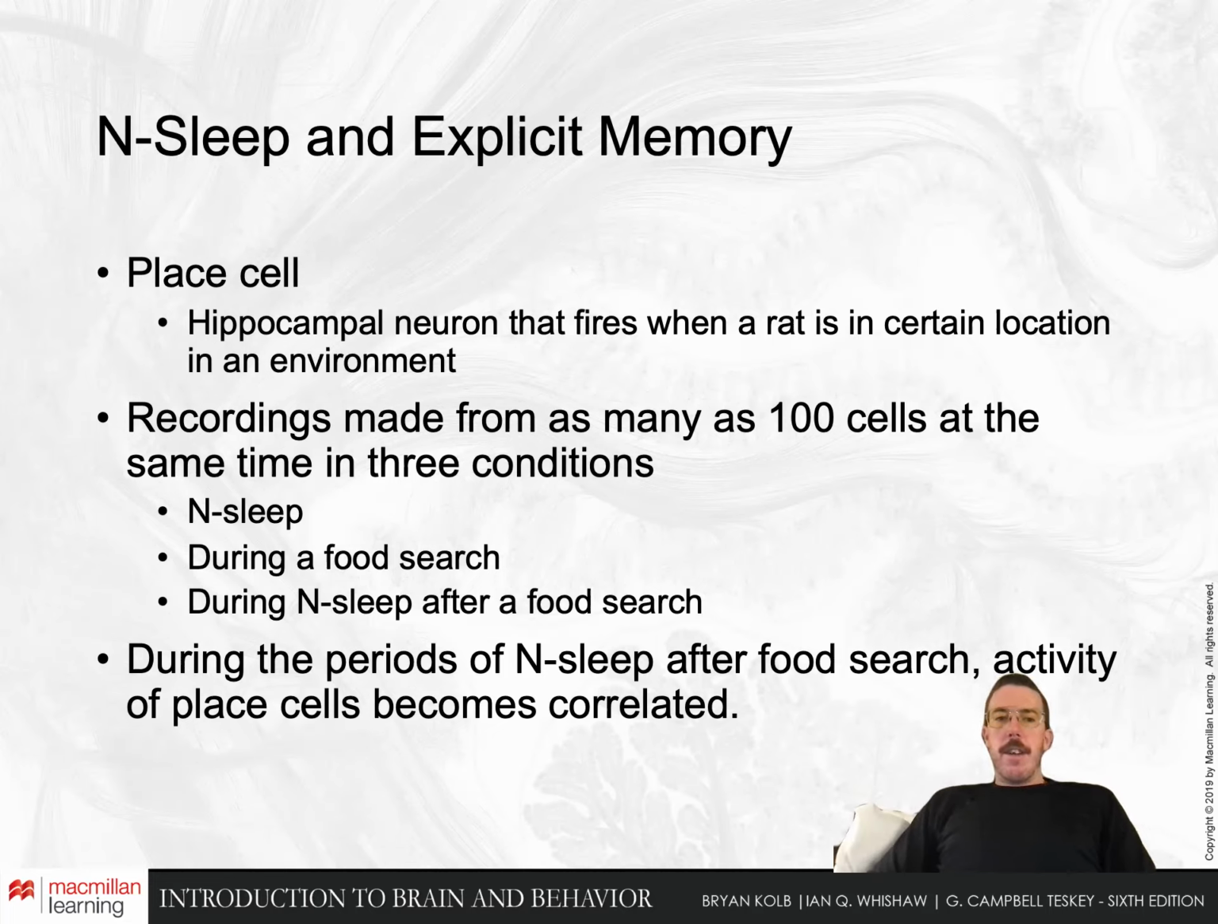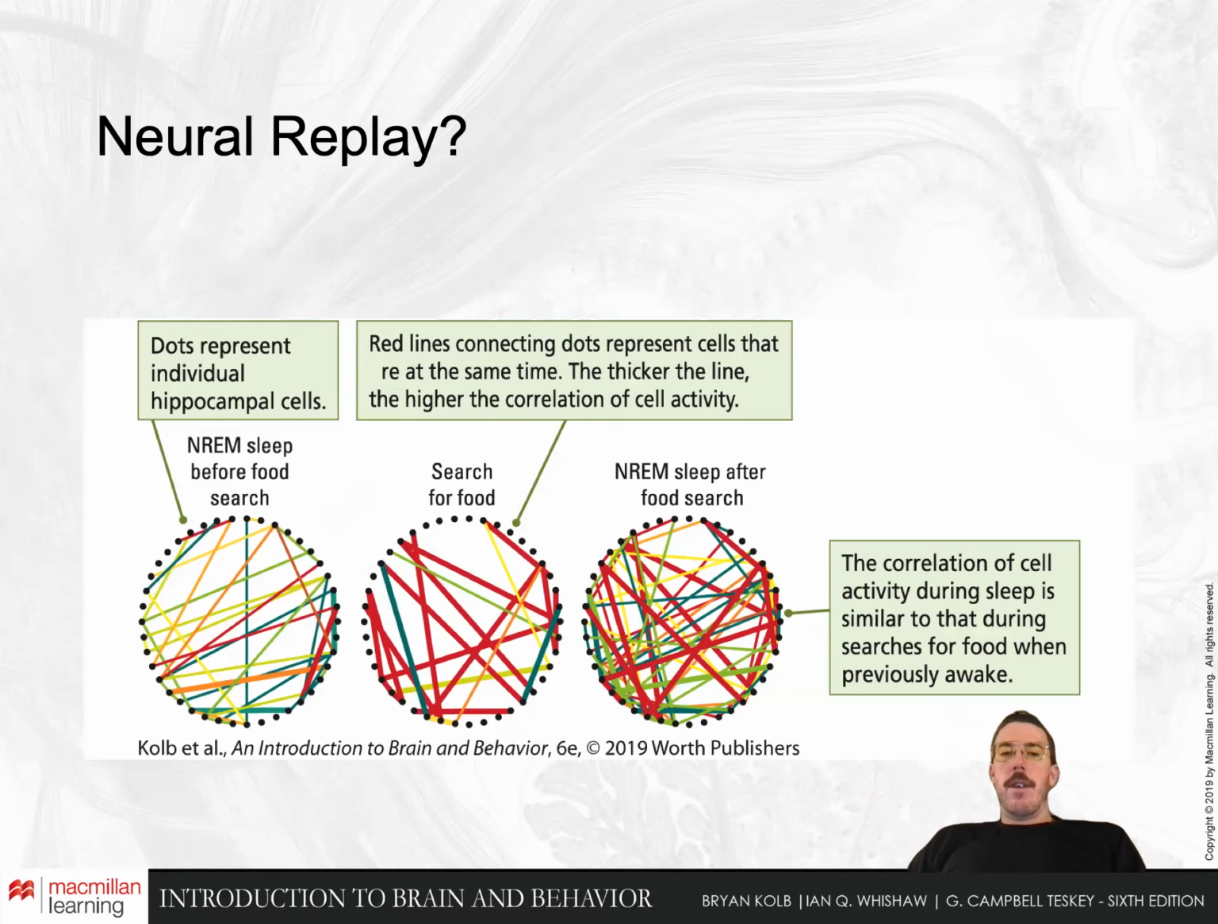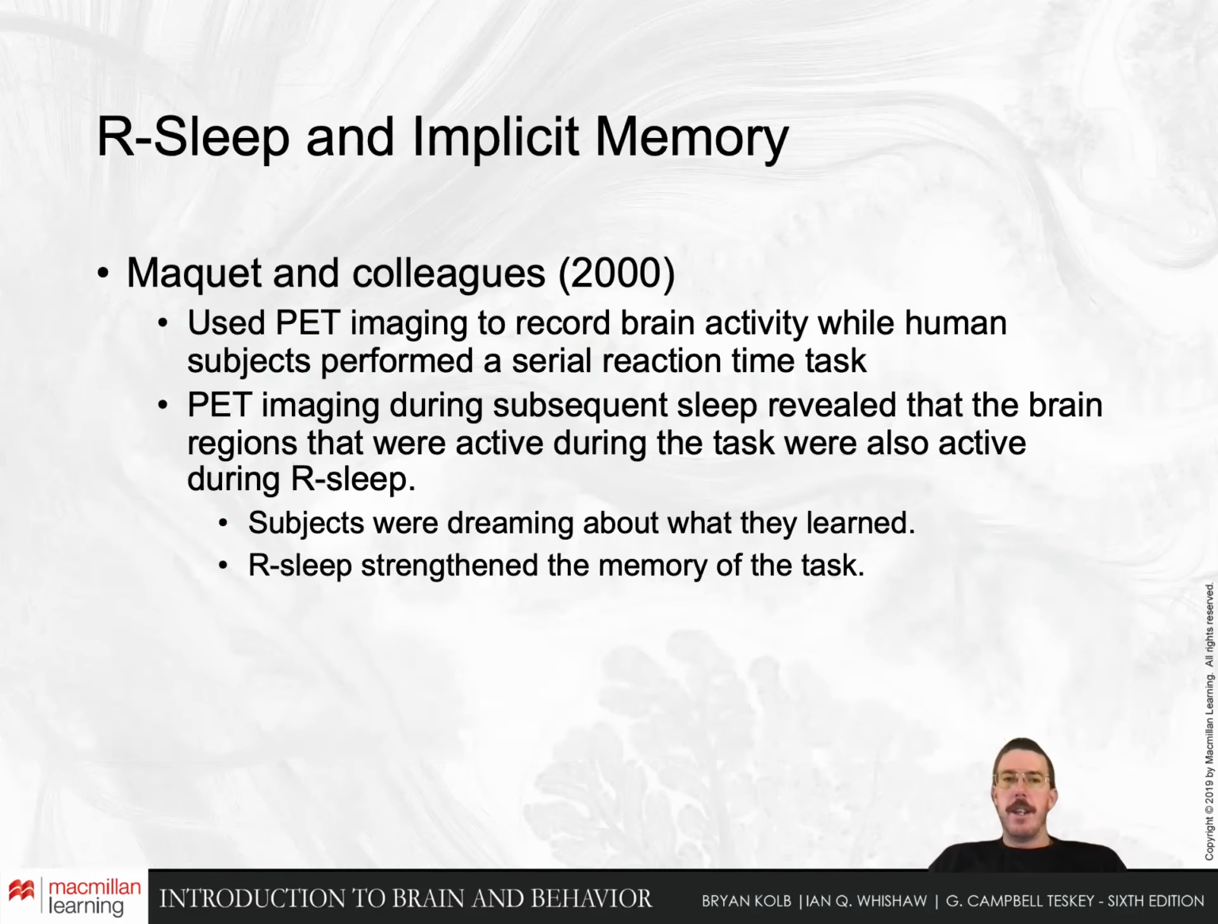We can record from about 100 different cells at the same time during non-REM sleep, during food search, and during non-REM sleep after the food search. And after the food search, the correlation between those 100 neurons was very similar to how it looked during the food search. So here they're searching for food, and some of these neurons are highly correlated. Those same highly correlated neurons are active during non-REM sleep the next night, whereas they weren't active the night before during non-REM sleep. Indicating, for instance, that there might be some replaying of the memory during sleep to further consolidate it into memory.